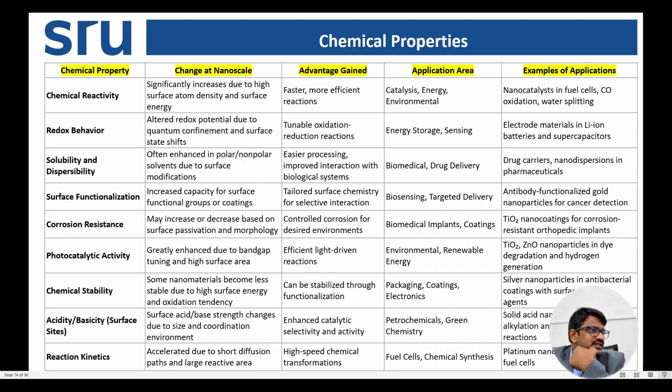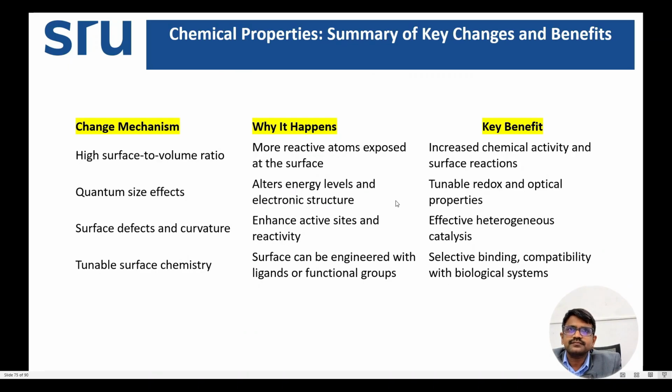Then enhanced catalytic selectivity and activity, petrochemicals, green chemistry. And then examples: solid acid nanocatalysts for alkylation, esterification, and other reactions. So these are the application areas. Okay, and also reaction kinetics. So these are all the chemical properties. Then, what are the key changes and benefits regarding chemical properties?